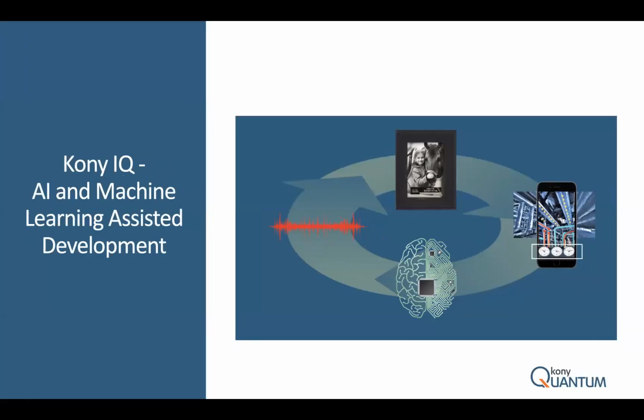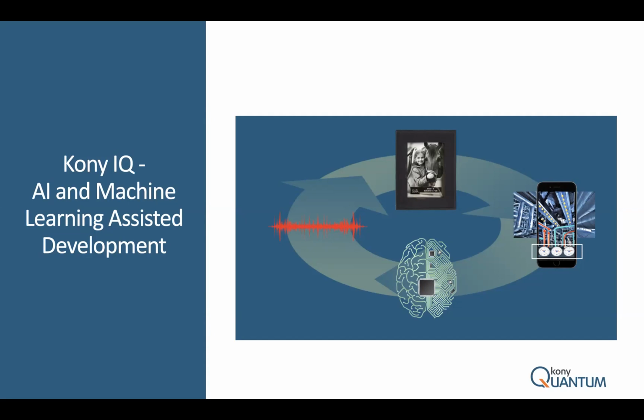Okay, so with this, we move on to the fag end of our session. What we are going to talk about is how all of these features within Kony Quantum are combined, and how we provide Kony IQ with all of these features to act as an assistant, basically, to simplify and accelerate app development. So Kony IQ, the simple way to describe it, is an AI-powered developer assistant to simplify and accelerate app development. It includes a lot of AI and machine learning capability within itself.